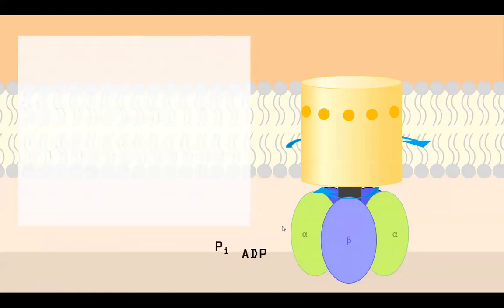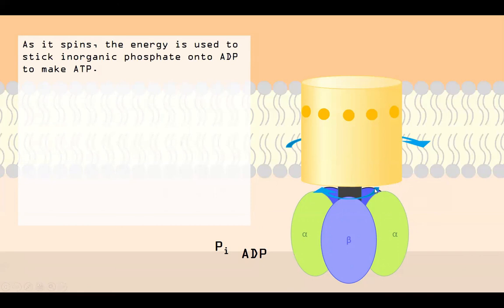So let's see how that happens. As again, everything's spinning, the energy of the spin is used to take an inorganic phosphate and stick it onto ADP, remembering that that's not a favorable thing to happen because all of our phosphates are negatively charged. ADP has 2 phosphates. We add a third one on, all of these negative charges together. That isn't something that naturally wants to happen, so we have to use energy to create it.